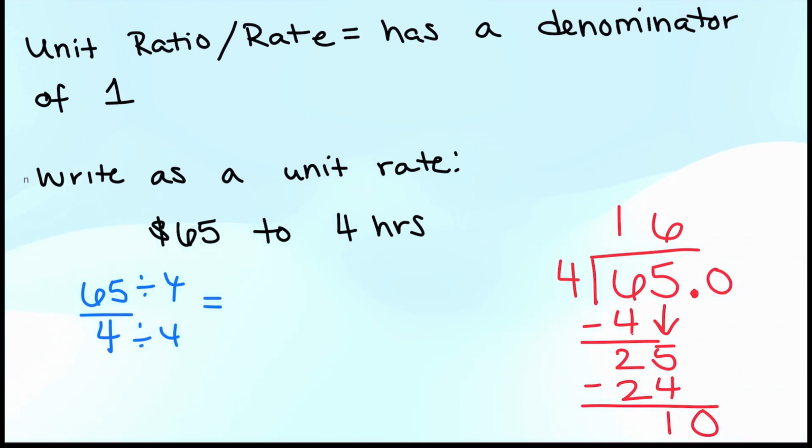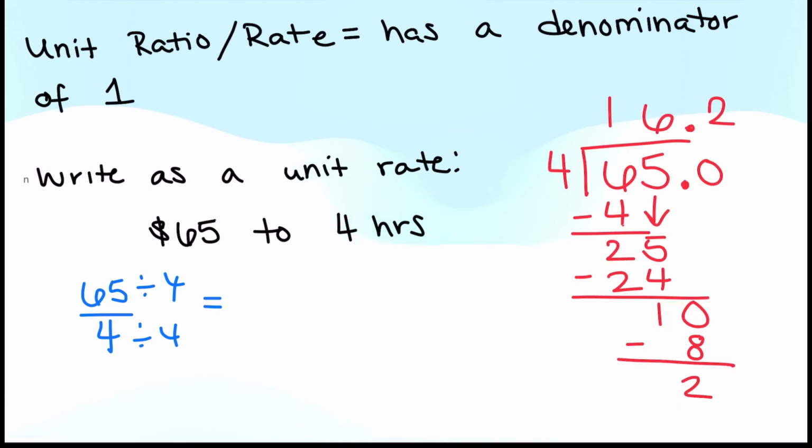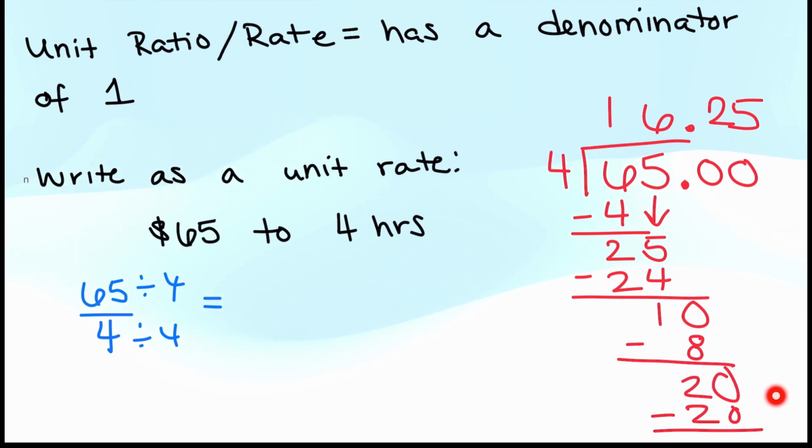So I add a decimal, I add a 0, and I bring that 0 down. 4 goes into 10 2 times. 2 times 4 is 8. Remainder of 2. I'm going to have to add another 0 and bring it down. 4 goes into 20 5 times. 5 times 4 is 20. Finally, I have no remainder. So 65 divided by 4 is 16.25. All right, so my ratio is 16.25 over 1.